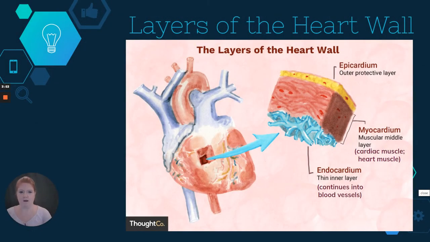So the layers of the heart wall. So we have 3 layers when we're looking at the actual heart. We have the epicardium, that's the outer protective layer. We have the myocardium, myo, muscle, middle. Whole lot of M's, okay? So the myocardium is made of muscle, it's the middle layer. And then endocardium is the thin inner layer, okay? And that's the layer that continues off into the blood vessels, okay?